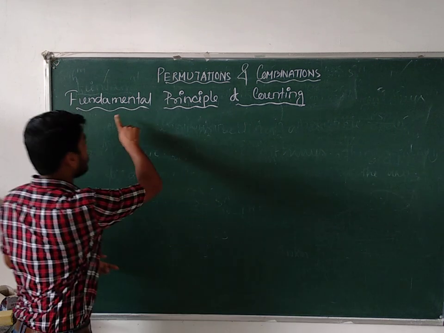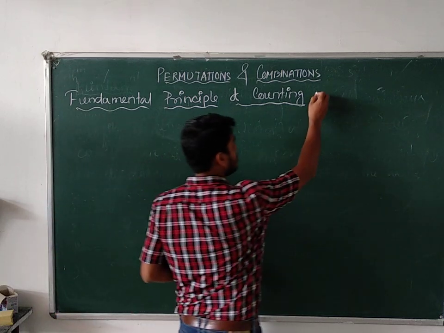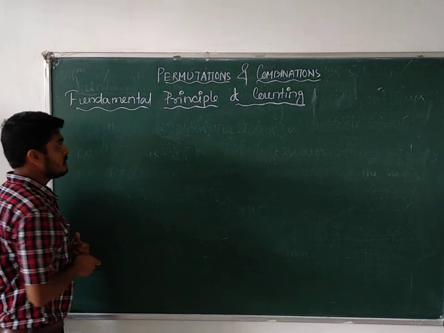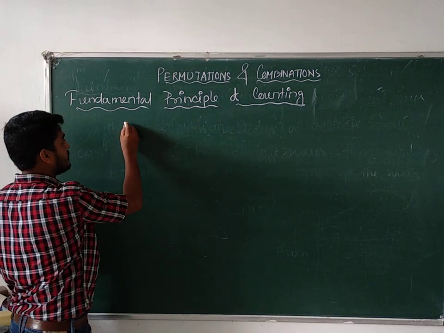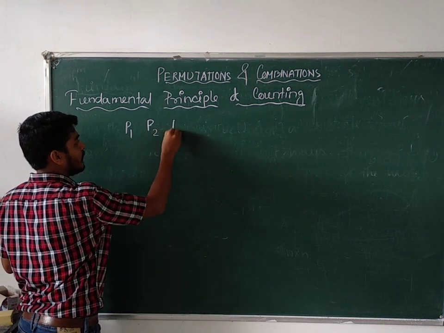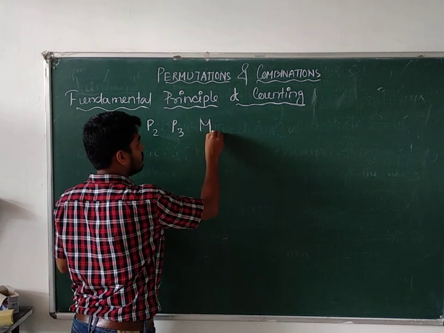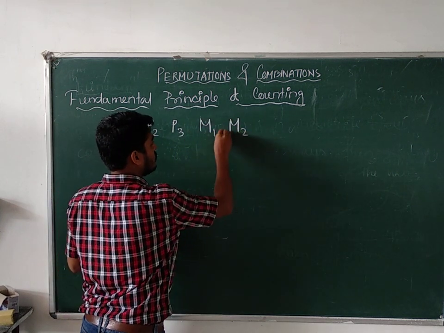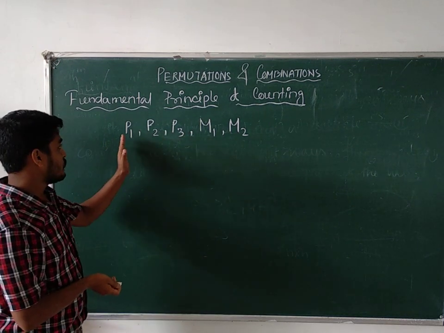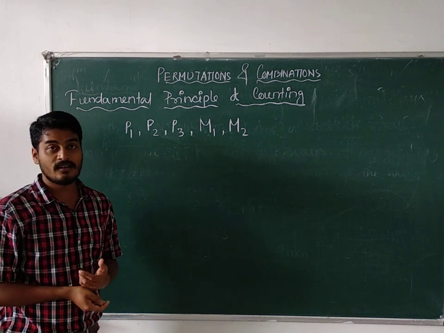So from the fundamental principle of counting, what you have got in the previous lecture, let me explain the first question. Suppose we have 3 pens, pen 1, pen 2 and pen 3, as well as 2 markers, marker 1 and marker 2. All the objects are distinct. That means the 3 pens are of different colors as well as the 2 markers are of different colors.